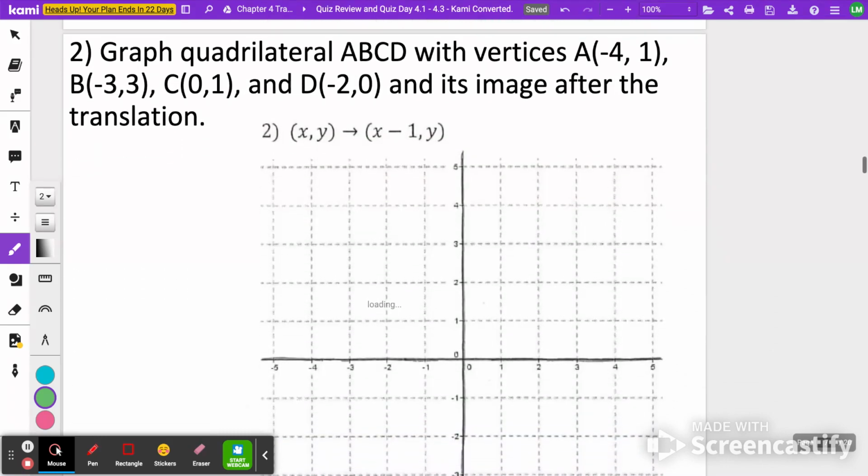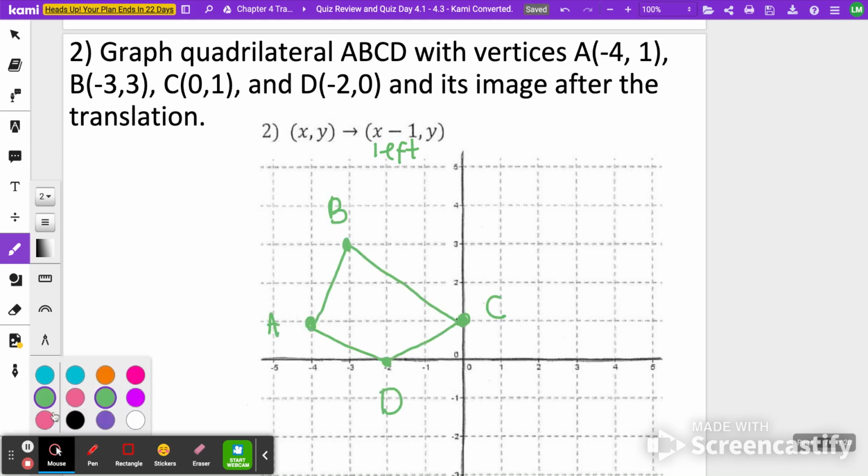Number 2, graphing this quadrilateral, new points, but now our same points, but now I'm doing a translation of x minus 1, which just means to the left only a little bit. So first, let's go ahead and plot our original points, the pre-image ABCD. So here's our quadrilateral ABCD, and now let's use our translation rule going to the left 1. So each of my following points is just going to go to the left 1.